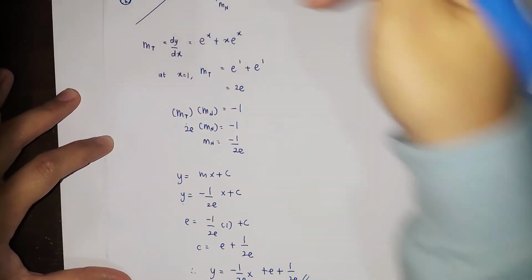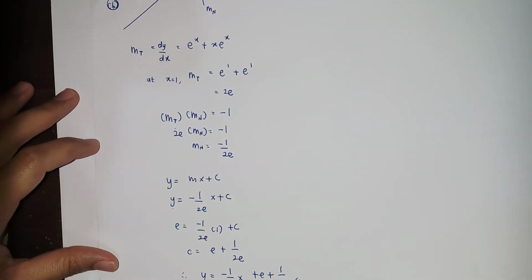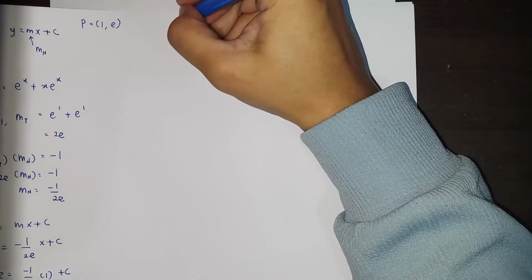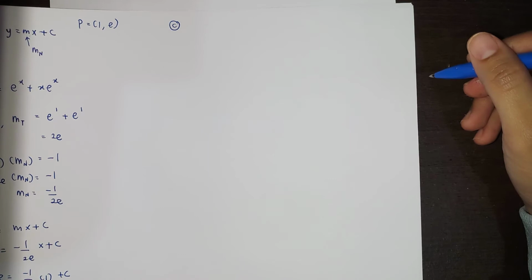If you don't get this part, you can simply pause the video, try to do it on your own, or if you are still confused, you can simply text me. Okay, so now let's do part C. Part C, read the question.